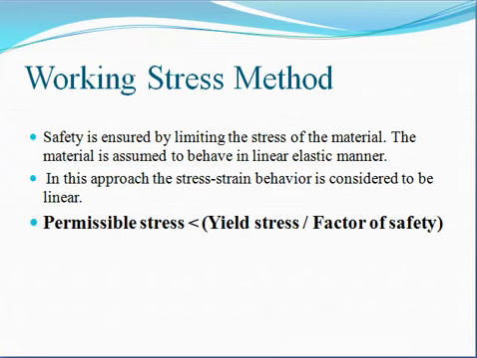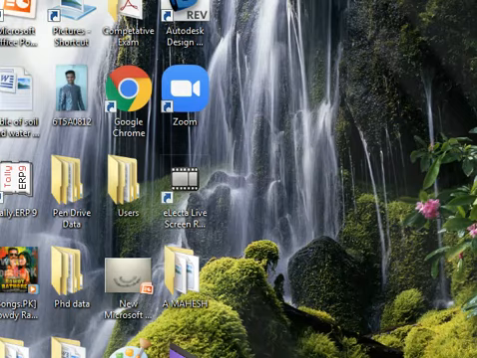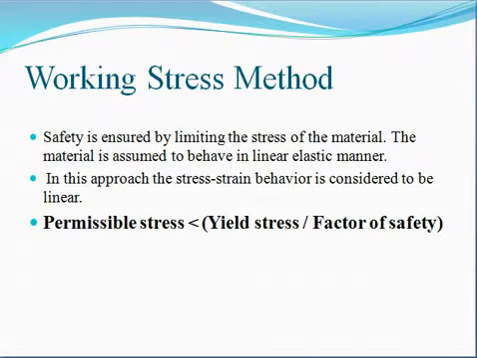Therefore, in case of the working stress method, the allowable or permissible stress is equal to yield stress divided by factor of safety. Means in case of WSM, for the calculation of permissible stress, we have to use the formula: yield stress divided by factor of safety. This is all about the working stress method. Now we will see the advantages and limitations of the working stress method.